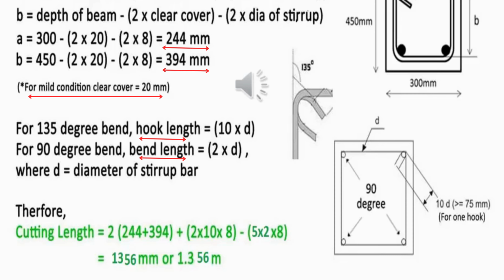Let us calculate B length, which is equal to the depth of beam minus 2 times clear cover minus 2 times the dia of stirrup. Here we are considering mild condition, in which clear cover is 20 mm, so we get A as 244 mm, and B as 394 mm. After this, calculate the hook length and bend.